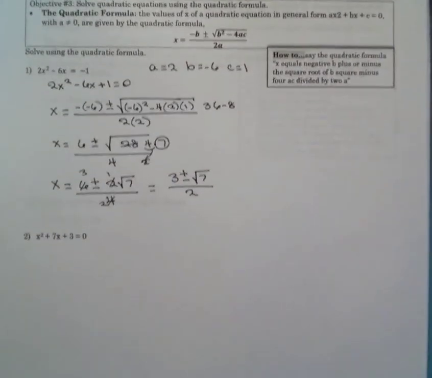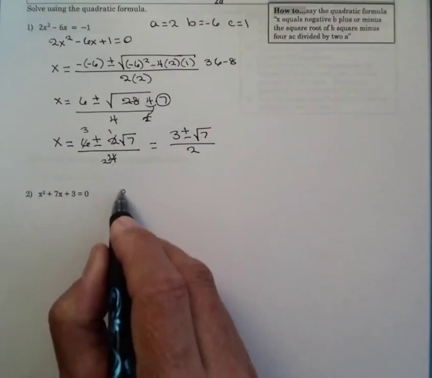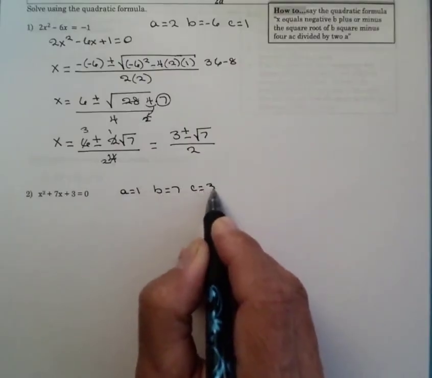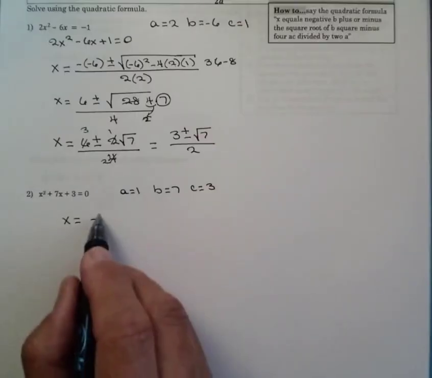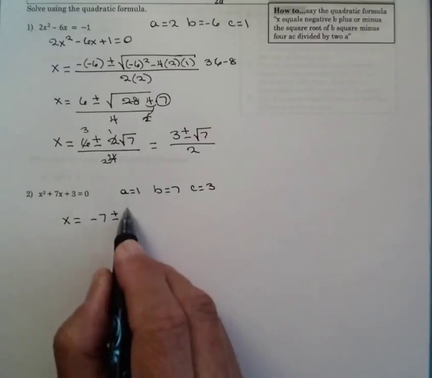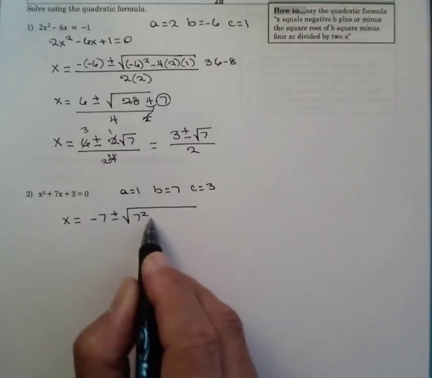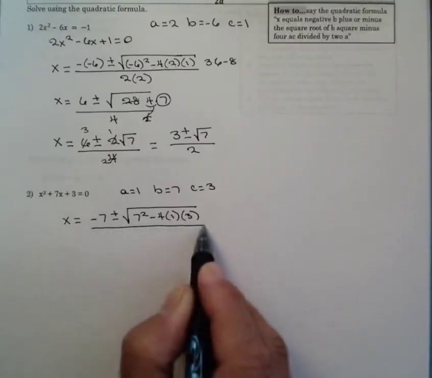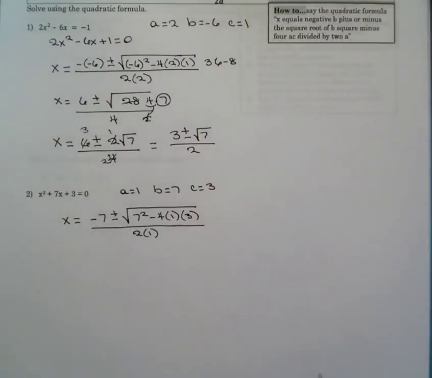Let's do the next one, number 2. It's already in the right format, so all I have to do is figure out what's A, what's B, and what's C. Well, A in this one is 1, B is 7, and C is 3. So I've got x is equal to negative B plus or minus the square root of B squared, which is going to be, let's go ahead and say 7 squared, minus 4 times A times C, times 2 times A. I like to write it all down first so I can check what I've written down before I start doing the math, to make sure I filled everything in correctly.